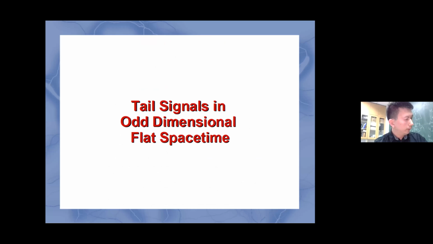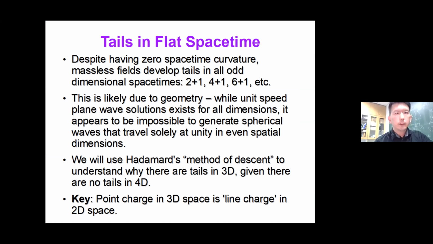Let me move on to odd dimensional flat space, where you would also have a tail, even though now you are in zero space-time curvature. This is something that is not well appreciated, and I guess rightly so, because we live in 4 dimensions. But what I'm going to try to show is using what Hadamard calls his method of descent, and using the fact that we know in 4 dimensions light and gravitational waves propagate strictly on the light cone.